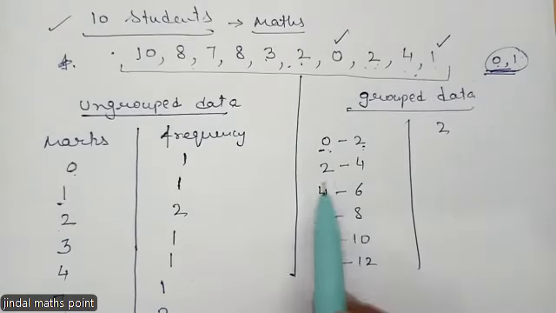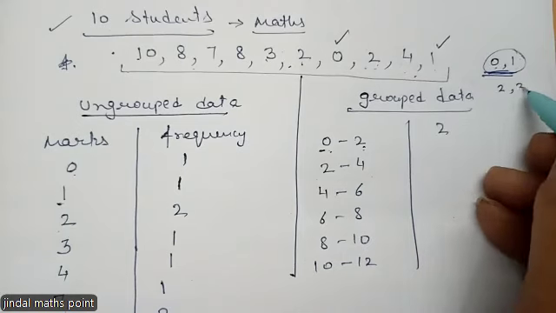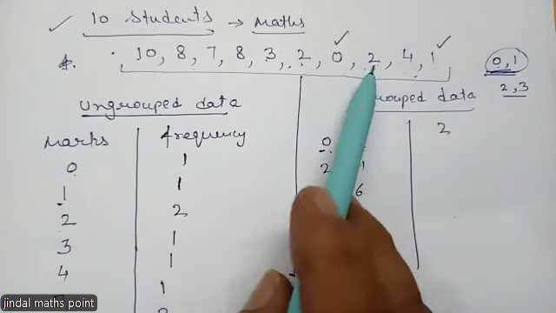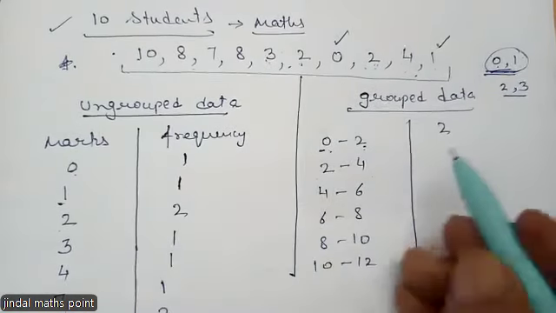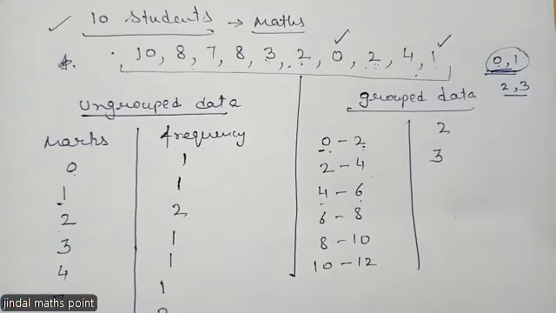2 to 4 means 2 is included and 4 is not included. That means data for 2 and 3. 1, 2, 3. 4 to 6 means 4 and 5 are included. 6 is in the next one. 4 and 5, how many are there? Only 1.